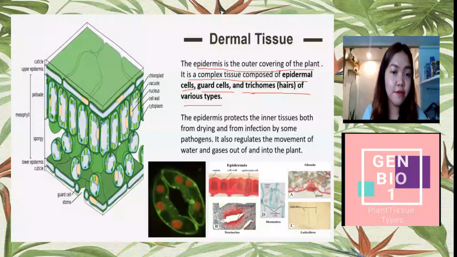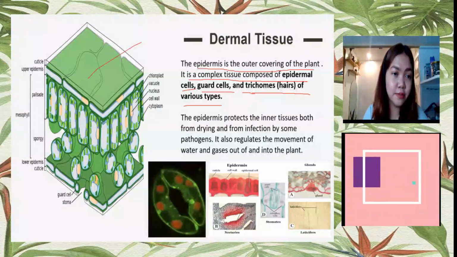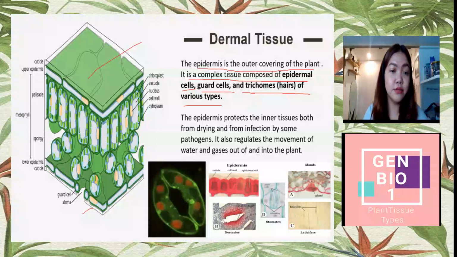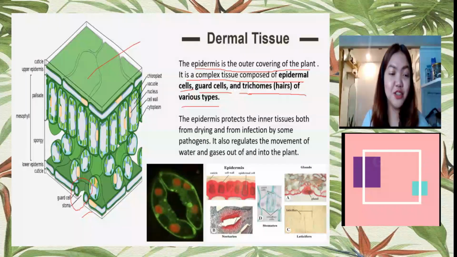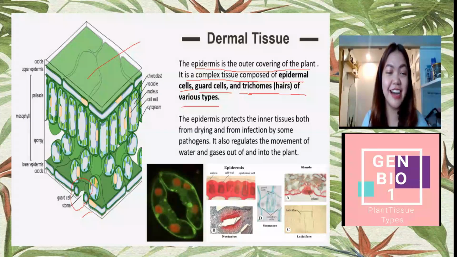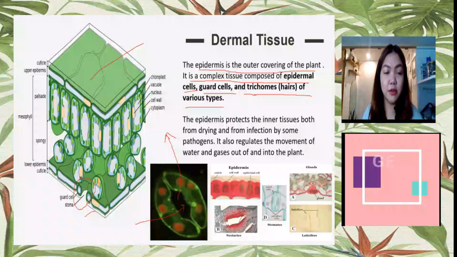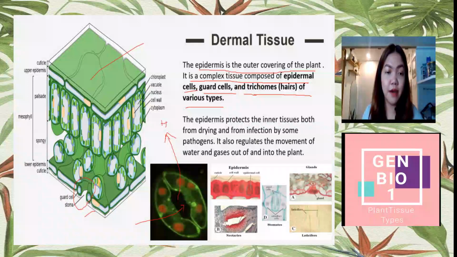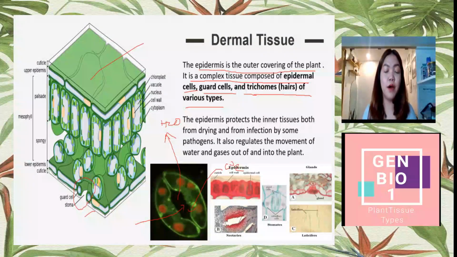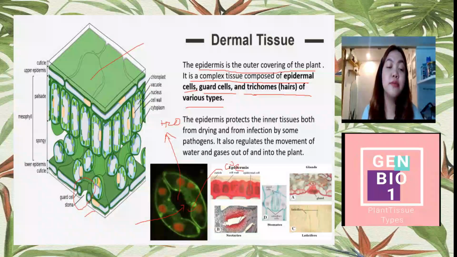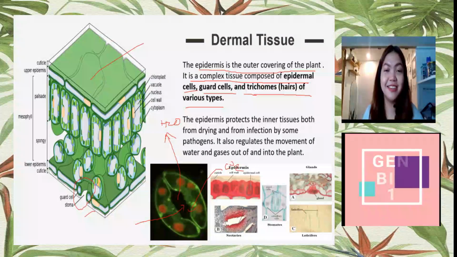Here, I have a cross-section of the epidermis of your leaf. This part is the epidermis, and this part is the epidermis as well. As we can see, we have guard cells here. And what is the function of your guard cells? Your guard cells are the ones that control the opening and the closing of the stomata. Here your water exits to be evaporated, and here CO2 enters, which your plant needs, especially for the production of food.